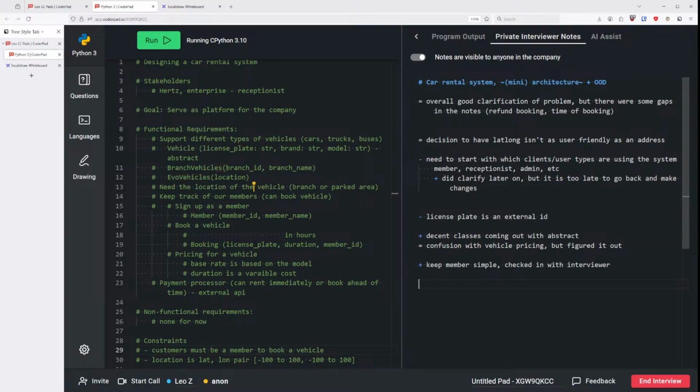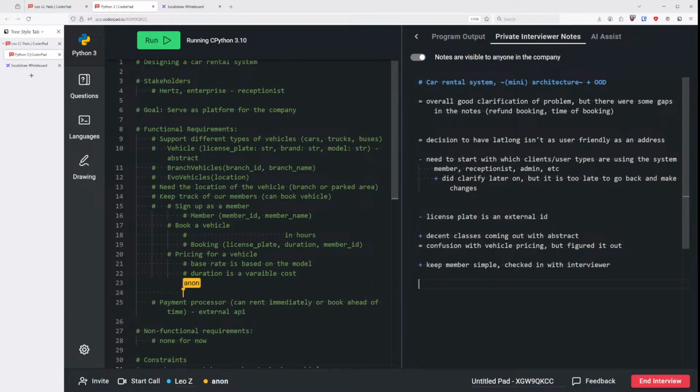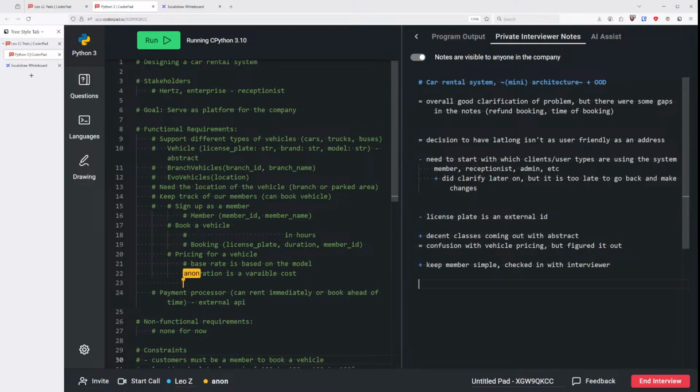Yeah, we can assume that device. Okay, sounds good. And then if it's part of a branch, then we'll have to return. Is there a return vehicle function or feature that we'll have to add? Yeah, I think there should be since it's a car renting service.